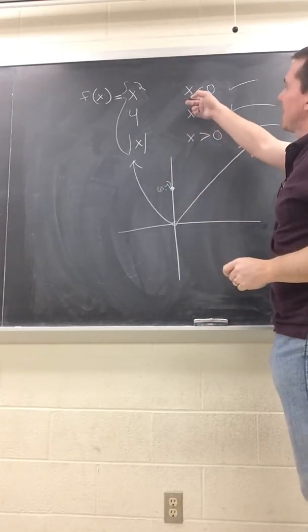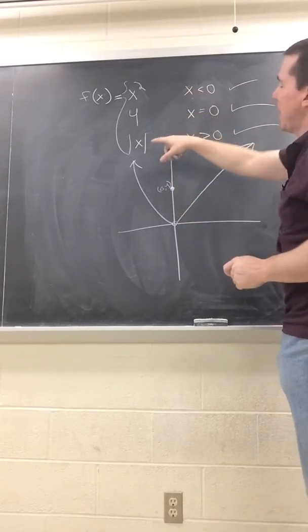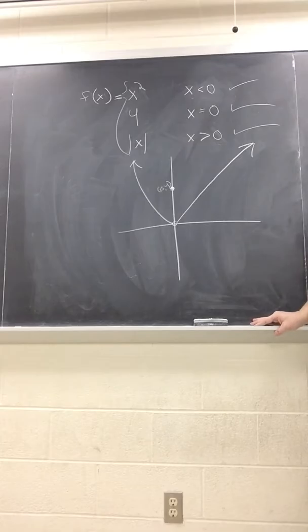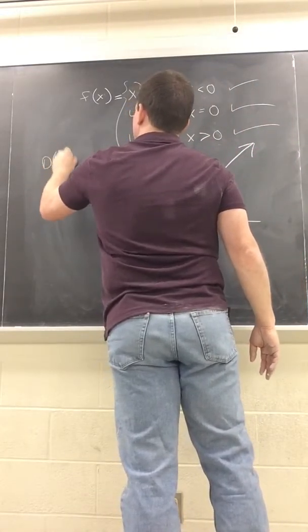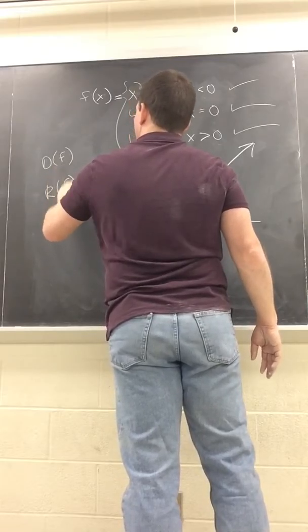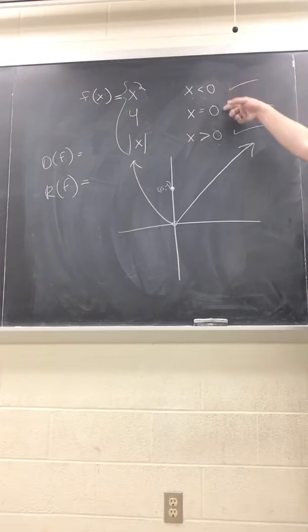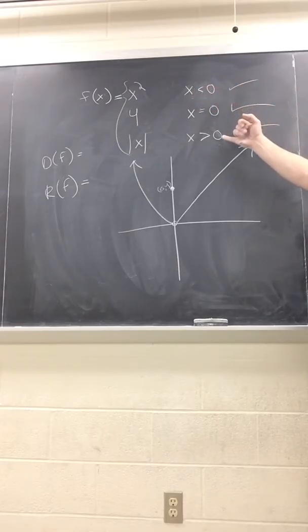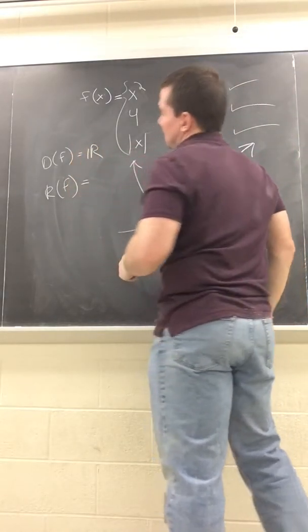This is the parabola for x less than 0. This is the point (0, 4). This is the absolute value graph for x greater than 0. The last thing we care about, domain and range. Again, the domain is the easiest part that's given to you right here. It's defined for x less than 0, equal to 0, and greater than 0. That's all possible numbers, so it's all real numbers.